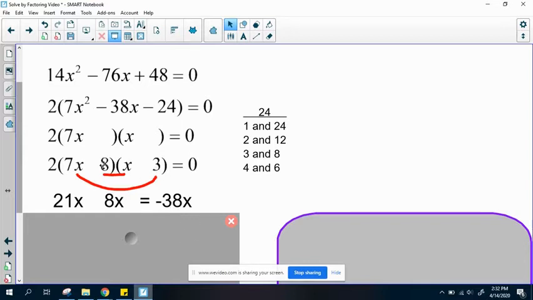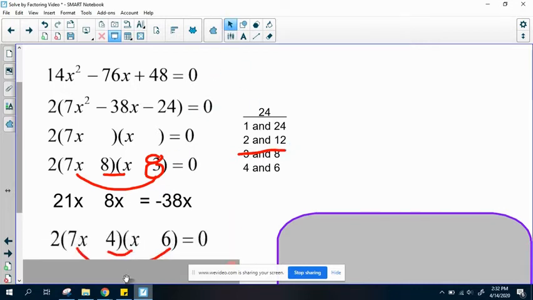If I switch it, then I would put an 8 here, and what would happen is I would do 7 times 8, which is 56. It's a huge number. I'm going to be nowhere near 38. So I'm actually going to not try 3 and 8, and I'm going to try the next one. I'm going to try 4 and 6.